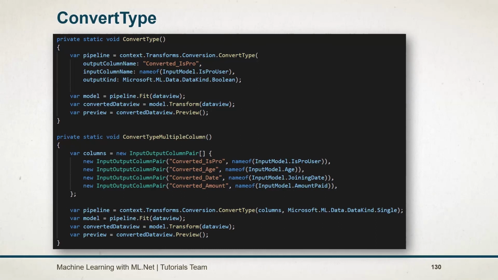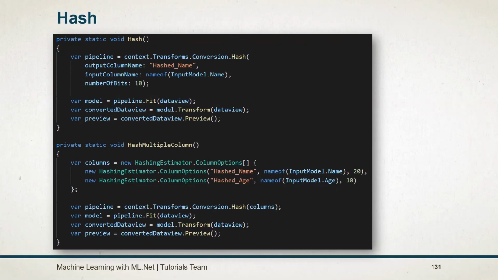Using convert type, we can convert the data kind of the column. Here data kind is an important parameter for this method. It specifies the type that you want to convert to. We can perform the operation on a single column as well as multiple columns. Here is the example of the hashing that we have created. We need to use the hash method for it. It also has some additional parameters such as number of bits. We can also perform the hashing on multiple columns too.